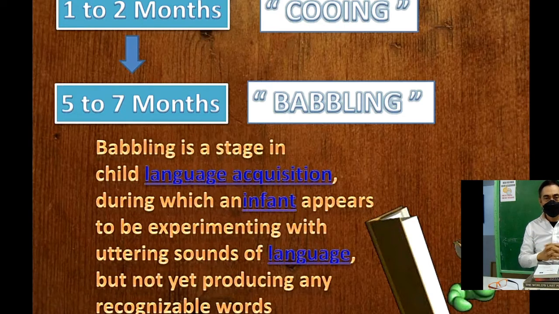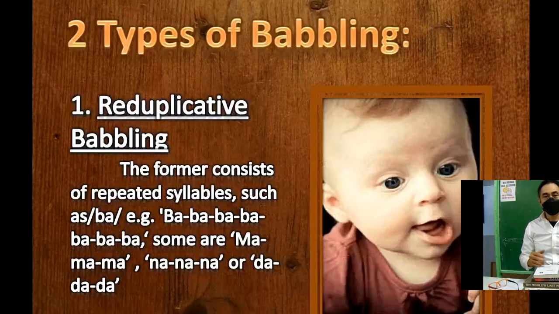At 5 to 7 months, the language of a baby is called babbling. Babbling is a stage in a child's language acquisition during which an infant appears to be experimenting with uttering sounds of language, but not yet producing any recognizable words. There are 2 types of babbling.